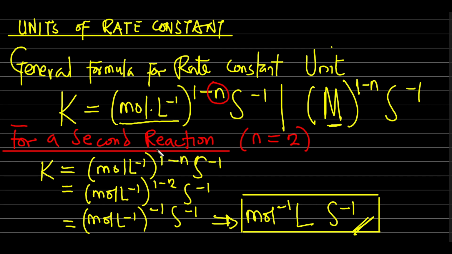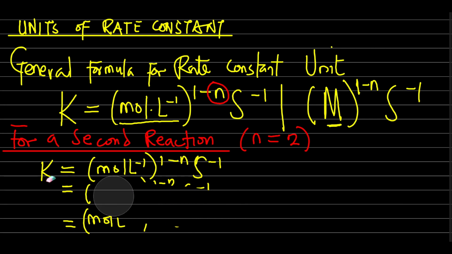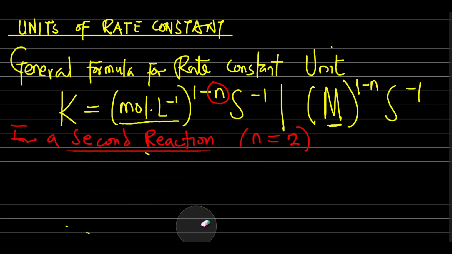Now let's start with the second order reaction. For a second order reaction, n would be equal to 2. So anywhere you see n, you insert 2 here. So we have (1 minus 2) per second. Then 1 minus 2 is minus 1. So expanding this bracket, we are going to have this. This is the unit of rate constant for a second order reaction. What if I decide to use molar in place of that? What if I decide to use molar?